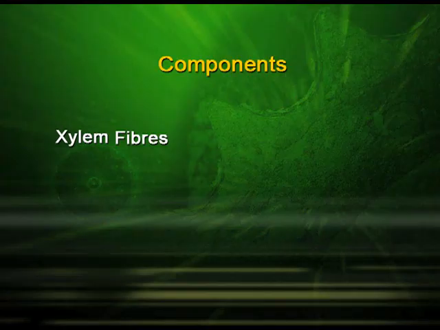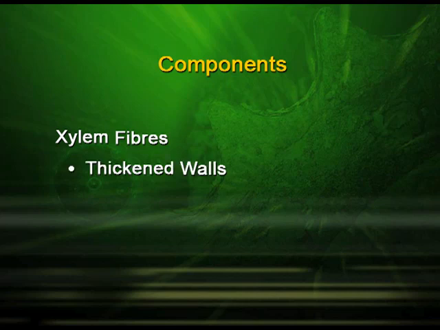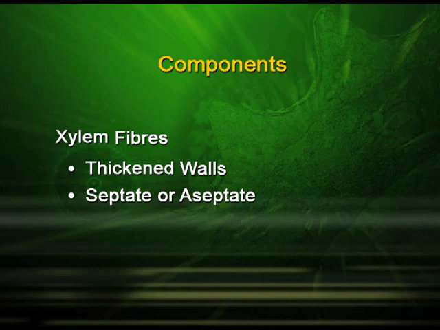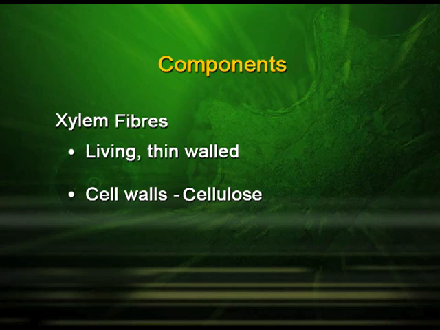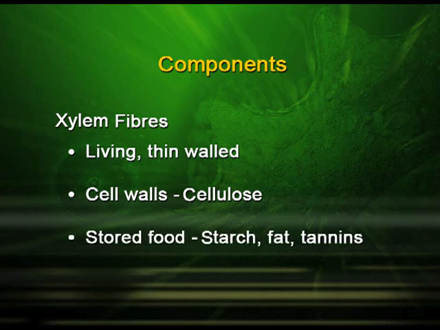The next component of xylem is the xylem fibers. They have thickened walls and they may be septate or aseptate. Xylem parenchyma. They are living cells and they are thin walled. The cell wall is made up of cellulose and the stored food is starch, fat as well as tannins.